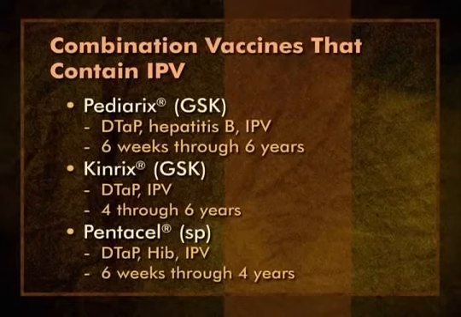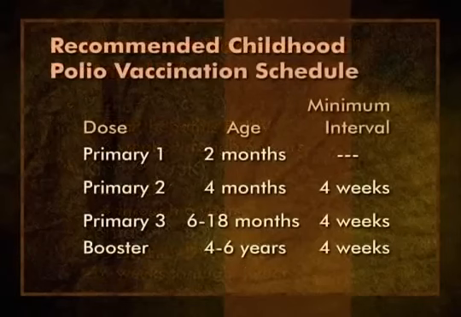Kinrix is licensed only for the 5th dose of DTaP and the 4th dose of IPV among children 4 through 6 years of age. Pentacel is produced by Sanofi Pasteur and contains DTaP, Hib, and IPV. It is licensed for the first 4 doses of the component vaccines among children 6 weeks through 4 years of age. Pentacel is not licensed for children 5 years or older. We discuss additional details for the use of these vaccines in the DTaP segment of this program.